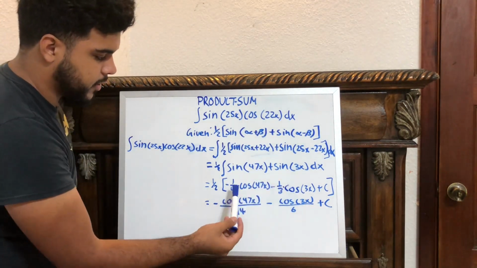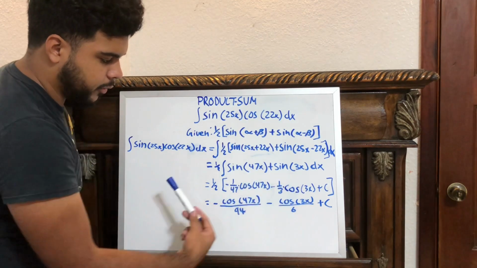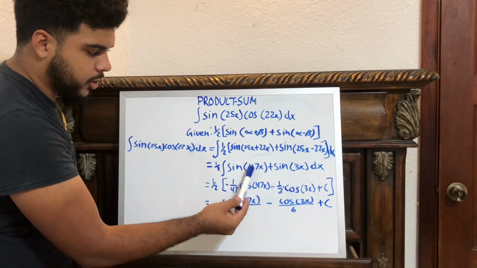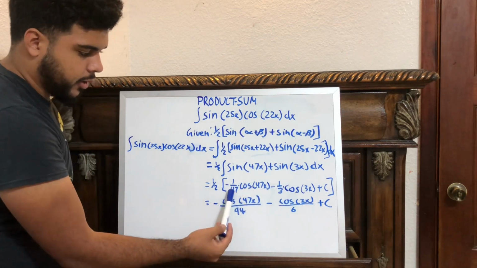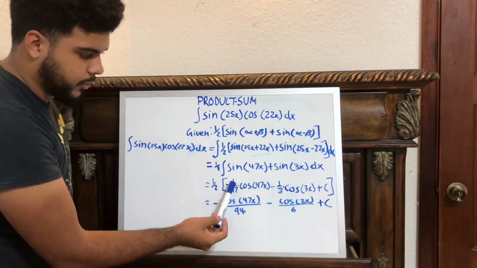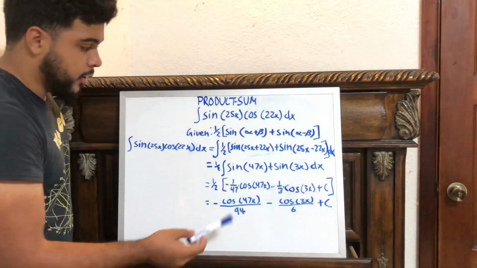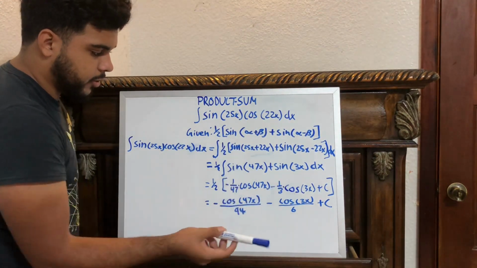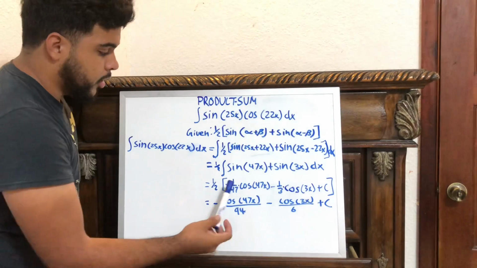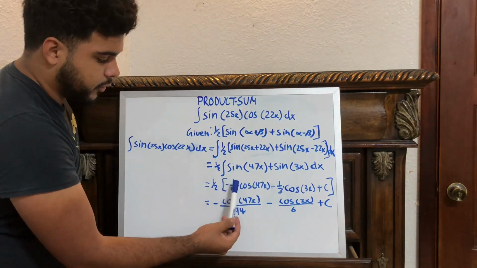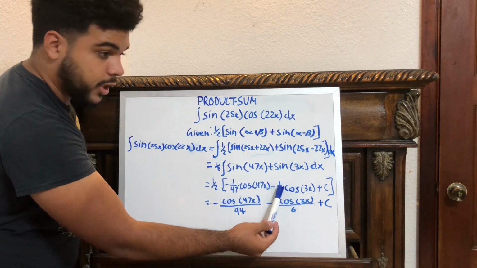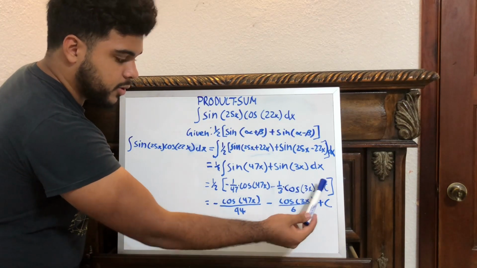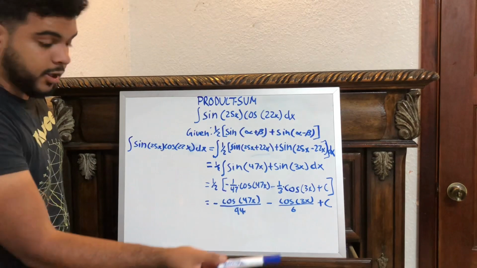And this will give us a negative cosine for both, right? We know that. And when we integrate, we have to take out the angle at the front and put the 1 over it, because we have to apply the integral rule towards the angle too, right? So this will give us negative 1 over 47 cosine 47x minus 1/3 times cosine 3x plus c. So a half multiplies that entire thing, right?